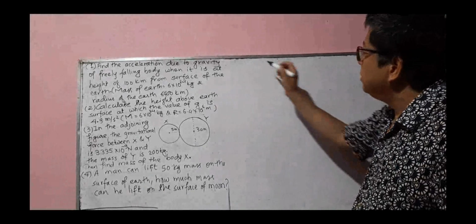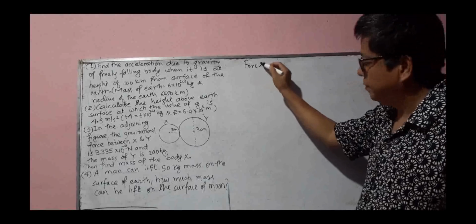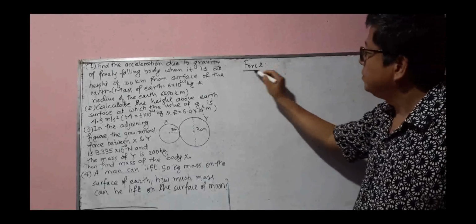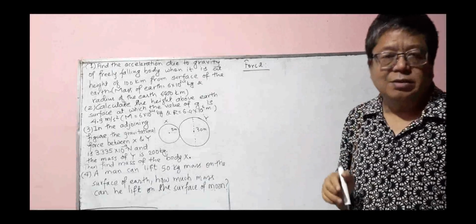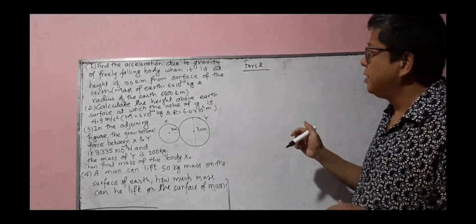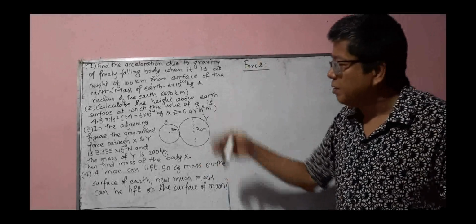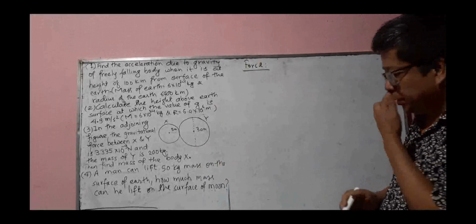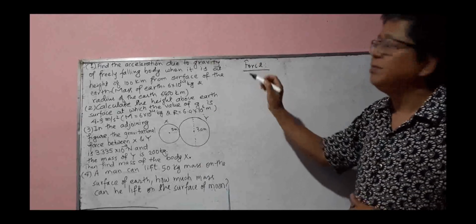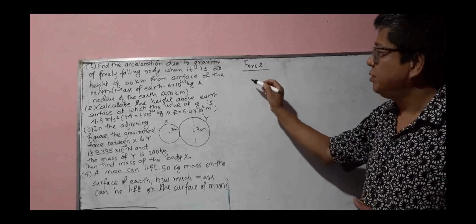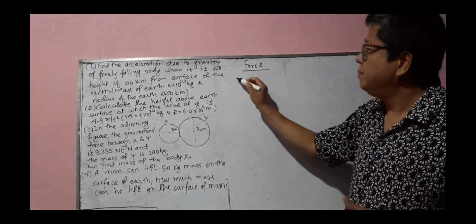About the lesson Force, the first unit of the compulsory science for grade 10. We have four problems. Before solving these problems, first of all, we discuss the relation between the acceleration due to gravity and the radius of Earth.